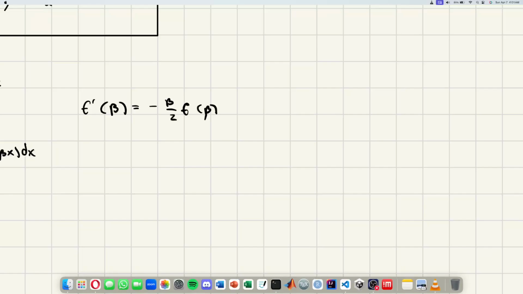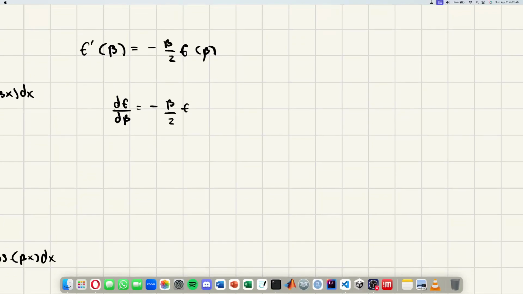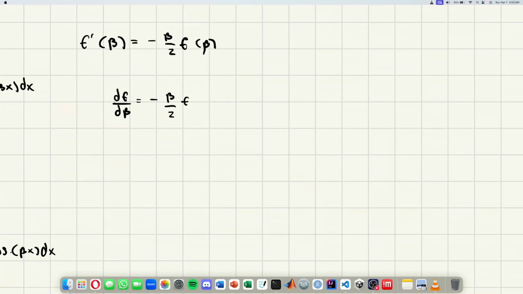And so to make this more clear, I'll rewrite it as df d beta equals minus beta over 2 times our function f. So now we have this differential equation. So if we want to find f, let's just solve the differential equation. And because this is separable, we can simply divide by f. So we'd get 1 over f df. And then we can multiply by d beta, which will cancel out that d beta on the left side and give us d beta over here.